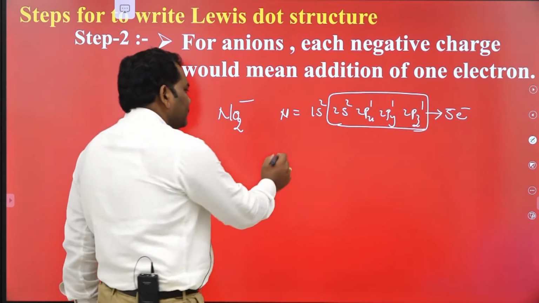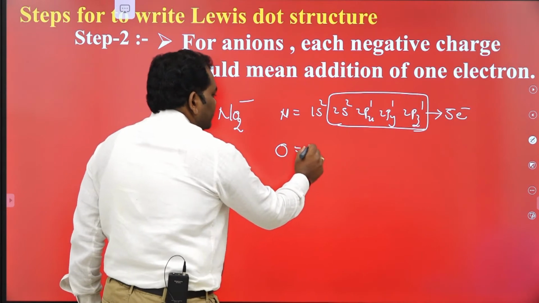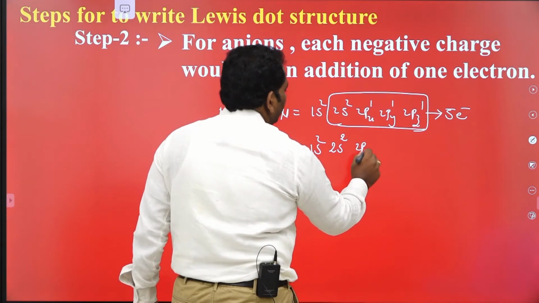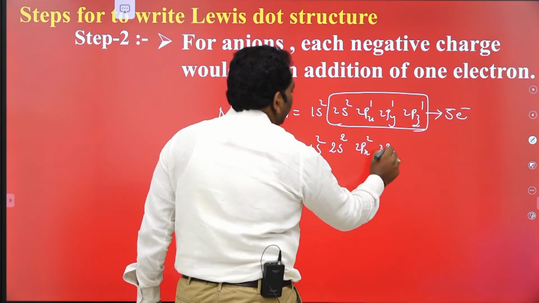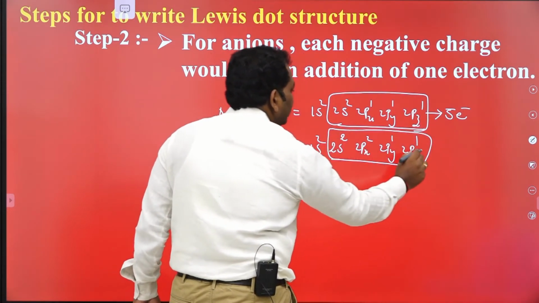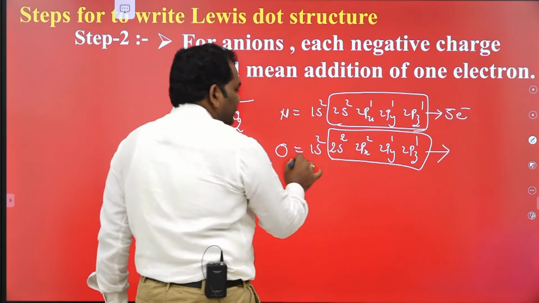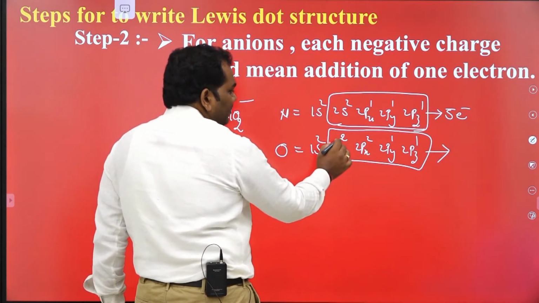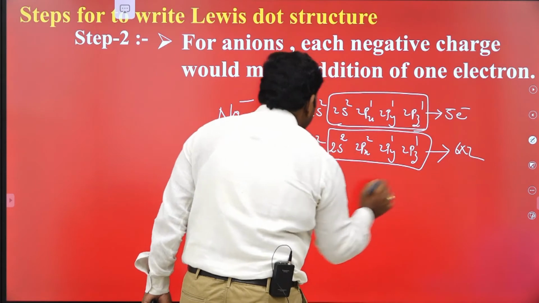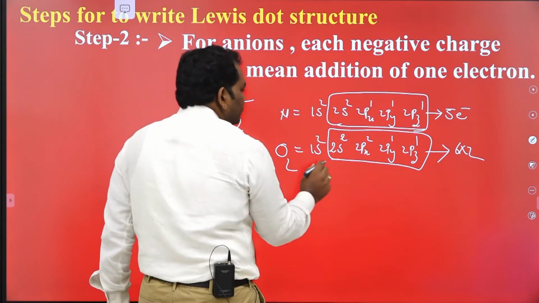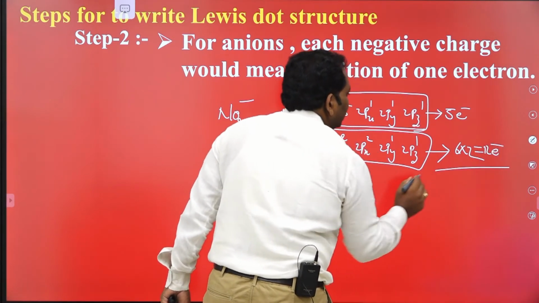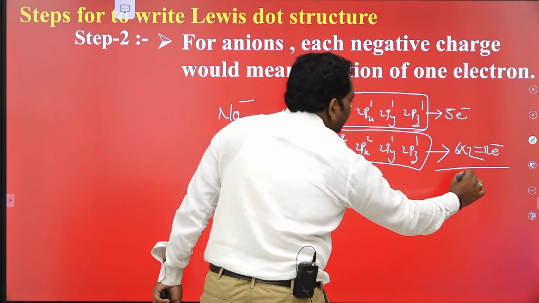Similarly for oxygen, the electronic configuration is 1s2, 2s2, 2px2, 2py1, 2pz1. This is considered the outermost orbit. Each oxygen atom contains 2 plus 2, 4 plus 2, 6 electrons. 2 oxygen atoms are present, that's why NO2, so 6 into 2 is equal to 12 electrons. Totally it contains 17 electrons.